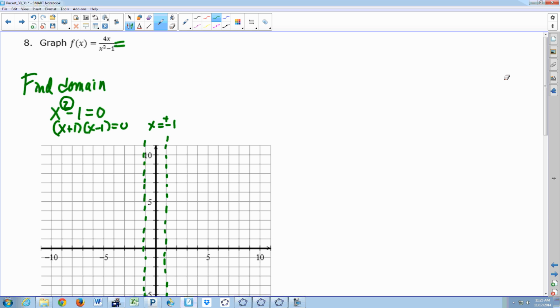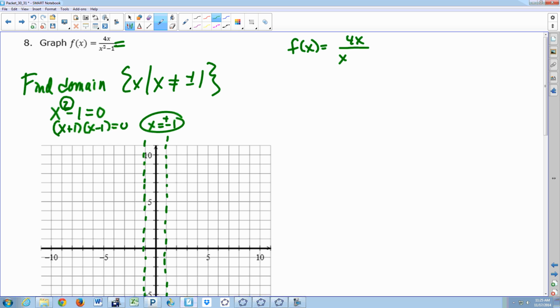So my domain is the set of all x such that x does not equal plus or minus 1. And there are my 2 vertical asymptotes, the equations for them. Okay. Now, do I have even symmetry or odd symmetry, or neither? Well, let's see. Here's f of x, 4x over x squared minus 1.